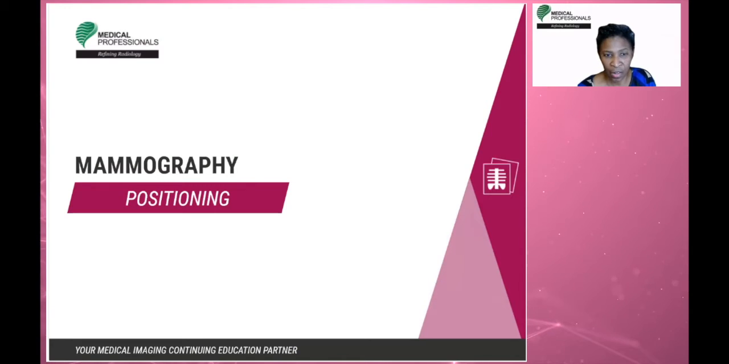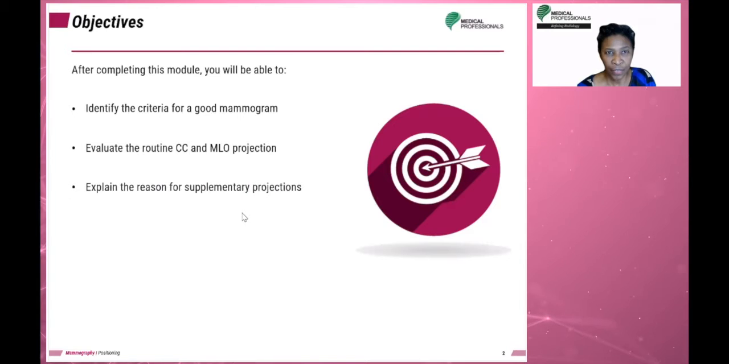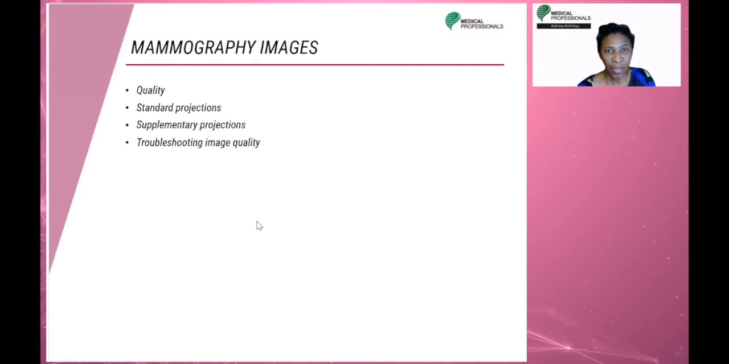So let's get started on our positioning. After this module, you'll be able to identify the criteria for a good mammogram, evaluate both the CC and the MLO projection. Those are the routine projections, but we'll also go into some of the supplementary projections, reasons for these, and an evaluation of these supplementary projections. We will take a look at quality standards in mammography, the standard supplementary projections, and then we'll also go in a bit on troubleshooting image quality.